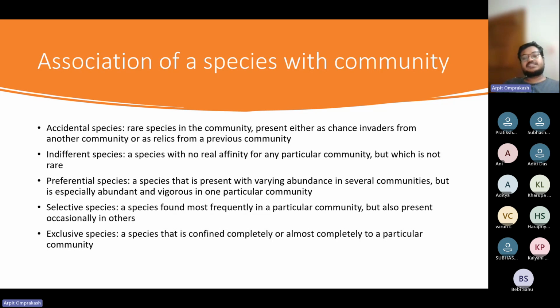Preferential species are species that are present with varying abundance in several communities, but are especially abundant in one particular community. So they prefer that community. Selective species are species that are found most frequently in a particular community, but are also found occasionally in other communities. And exclusive species are species that are almost completely or completely found only in a particular community and not in other communities.